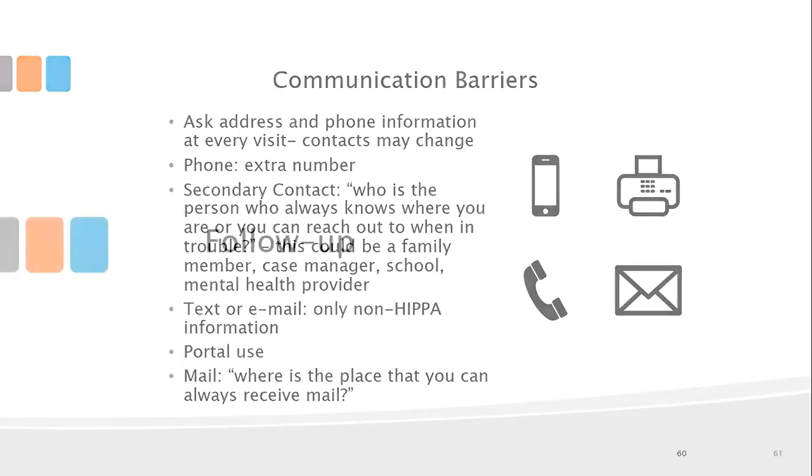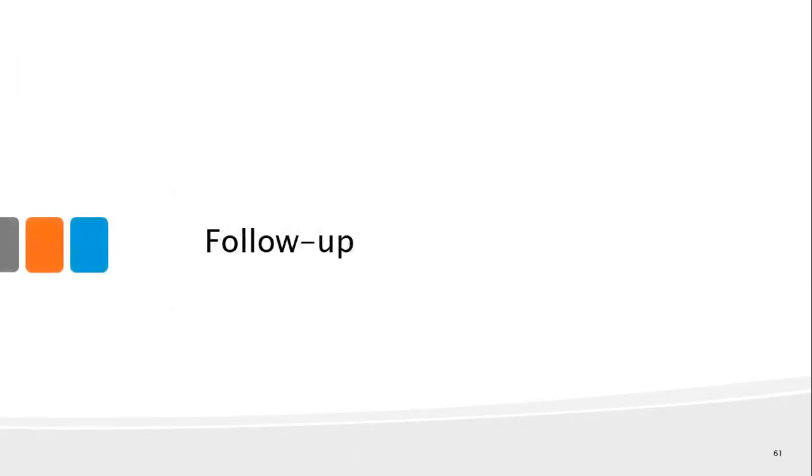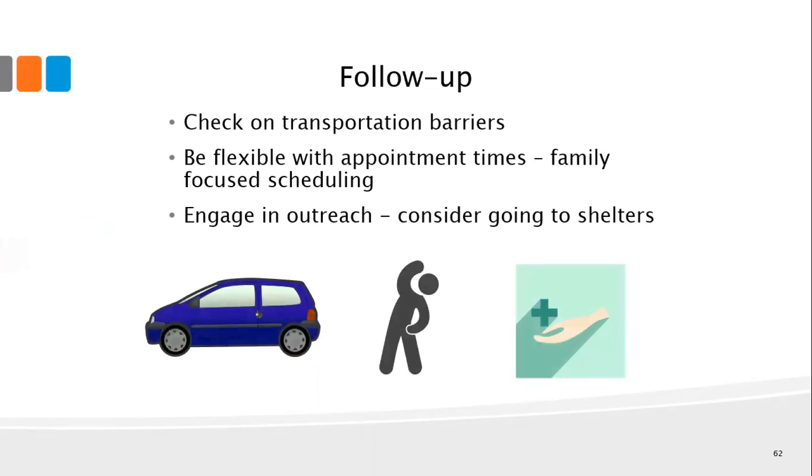Find out where they can receive mail. So these communication barriers can lead to issues with follow-up, some I and others have mentioned. But some other considerations that can help overcome these barriers are checking on transportation barriers, providing vouchers as necessary, trying to be as flexible as possible, as people have mentioned, with appointment times, realizing they may not have the freedom to come at certain hours.